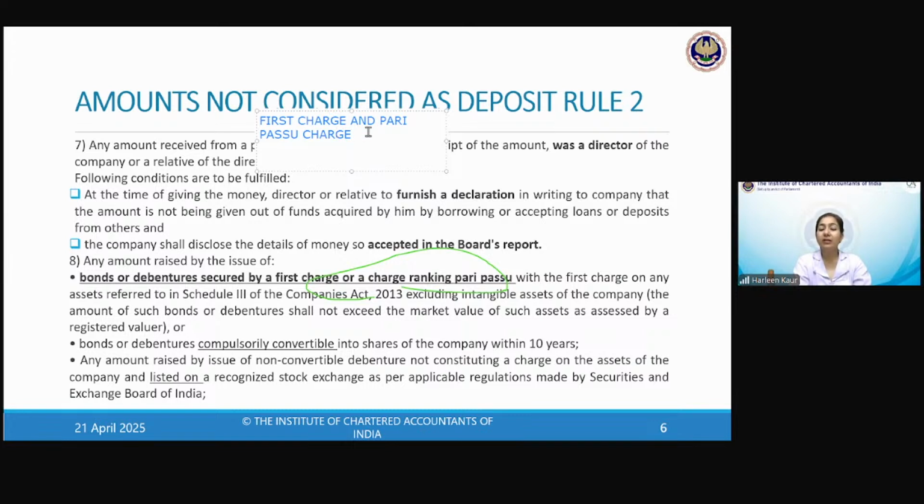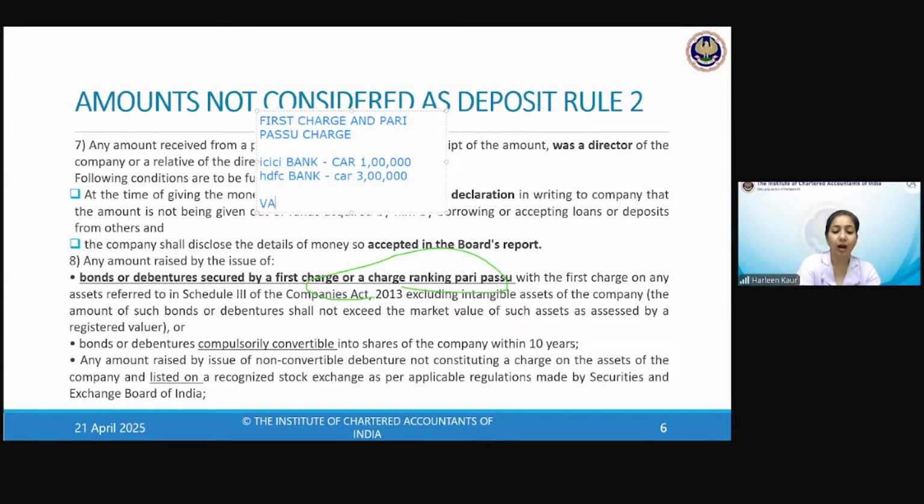What is the meaning of pari passu charge? Pari passu means on the same footing. So I have created a first charge when I took a loan from, say, ICICI Bank. I mortgaged my i10 car. At the same time, I took a loan from HDFC Bank and I mortgaged the same car. Here I'm taking a loan of 1 lakh rupees. Here I'm taking a loan of 3 lakh rupees. Assuming the value of the car, which will be done as per the registered value, is around 6 lakhs.